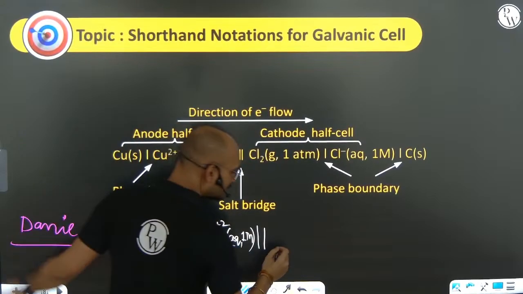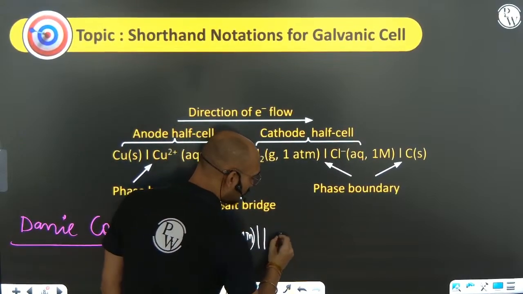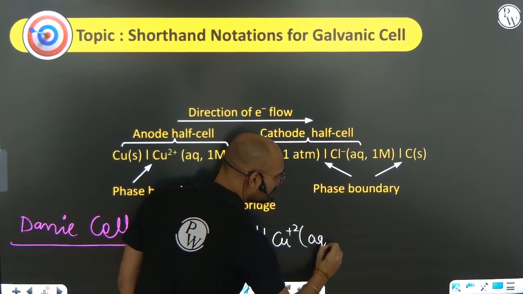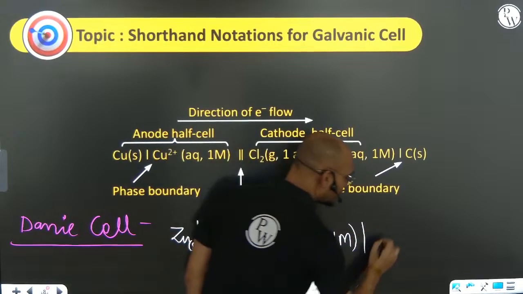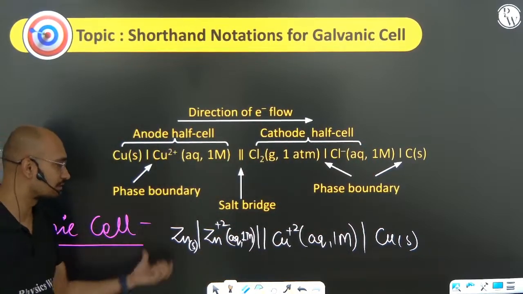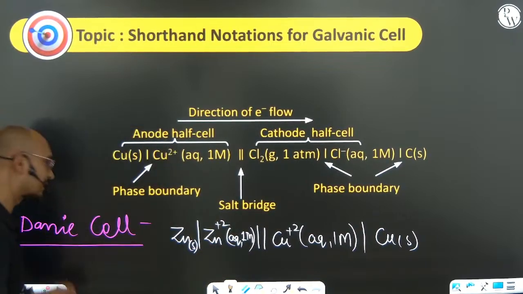Now in another side, what is that? Copper ion. Copper ion, that is aqueous, 1 molar, converting into copper solid. So it is the shorthand notation for the Daniell cell. Not a big deal. You all can understand it.